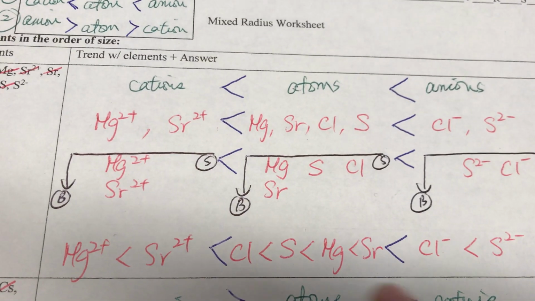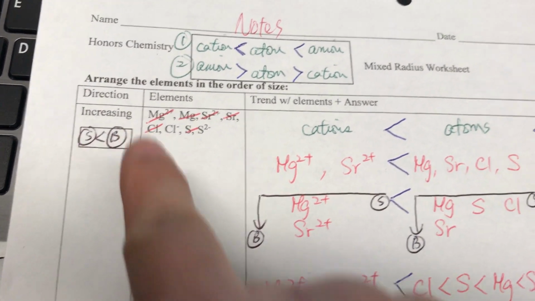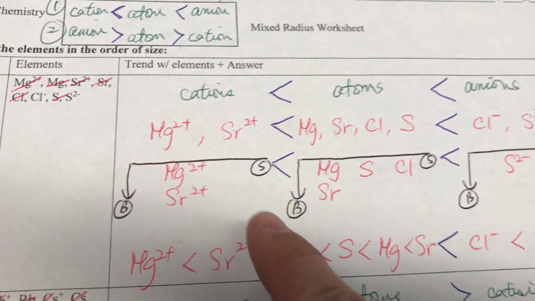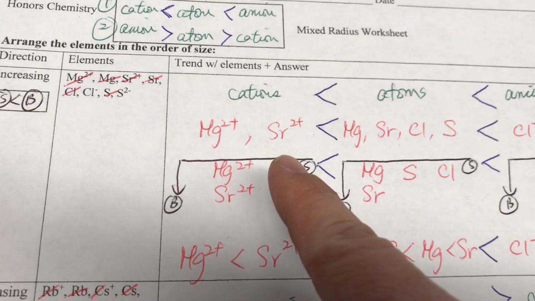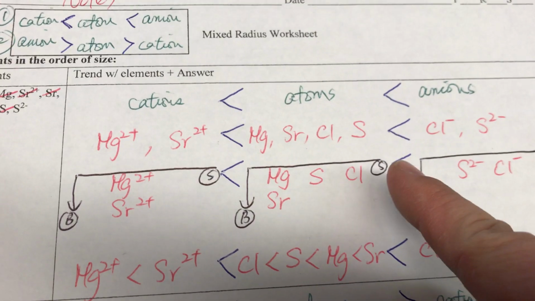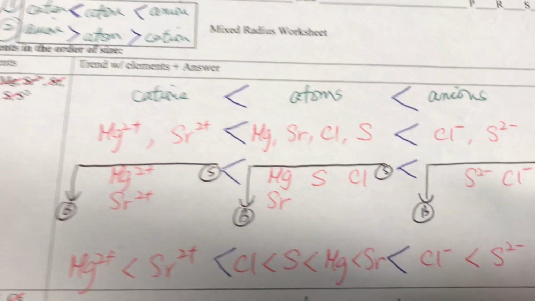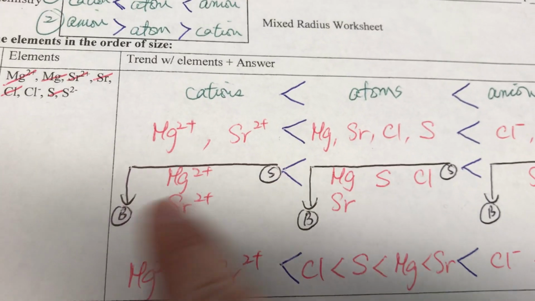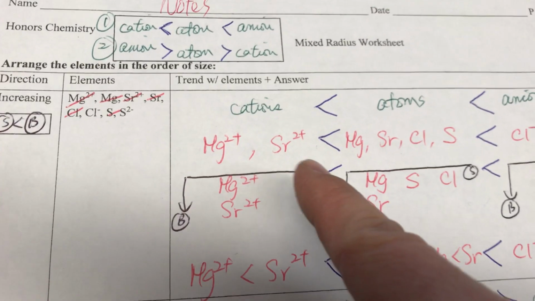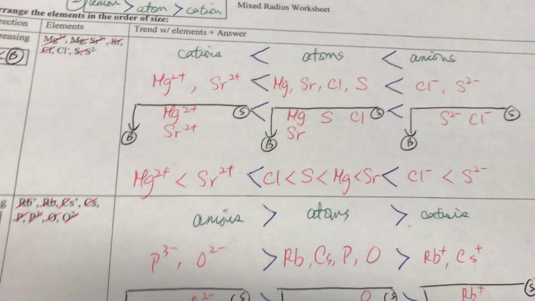And then we draw the arrow one more time. So because the question said small to big, we always start from small to big. So here we're going to start Mg2 plus and then Sr2 plus, and then continue the arrow, small to big, Cl, S, Mg, Sr, and then Cl minus, S2 minus. Now here, we don't always start with this, okay? We always start with small to big in this question because it's increasing. So we always start with the one nearby the smaller side. So this will be the answer.